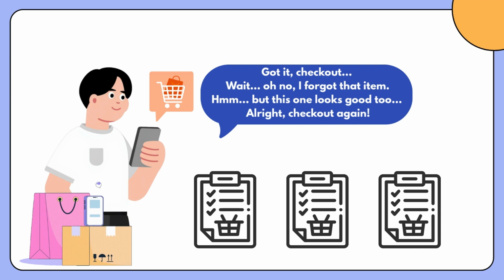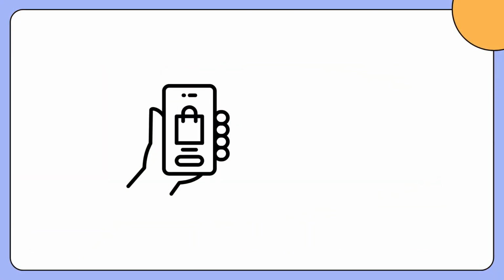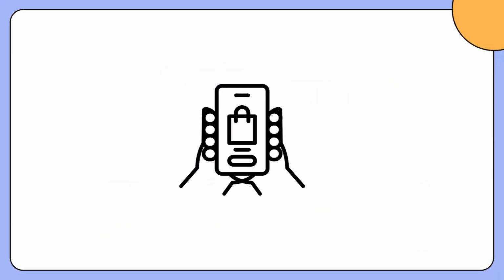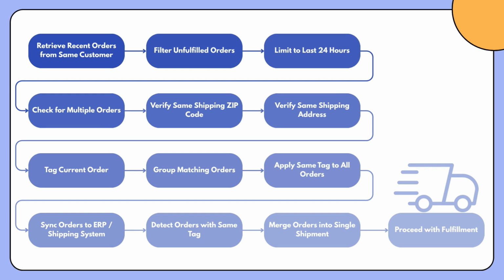So what does this mean for your business? It means you're paying for 2 shipments instead of 1. It also means more work for your fulfillment team and a higher chance of mistakes. So the question is, can we merge those orders? The answer is yes, and this is where Shopify Flow comes in.